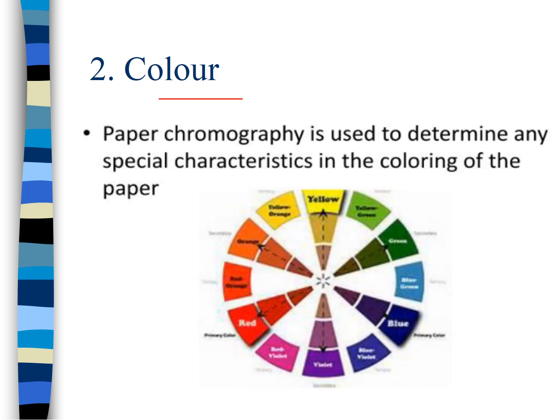Okay, the next one is color analysis. So paper chromatography is used to determine any special character in the coloring of the paper. So daripada color paper, which has a primary color, and from this color it will identify the characteristic of paper. So ataupun dia boleh tahu juga mungkin daripada mana hasil paper ni dan daripada tahun bila dibuat macam mana. Okay, from the color analysis.